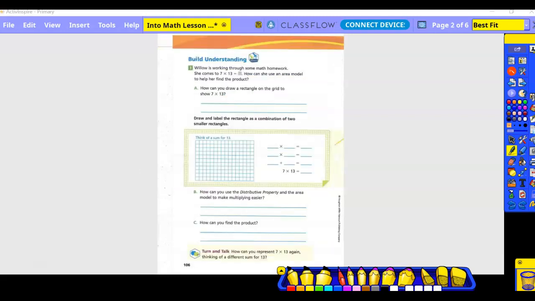Build understanding. Willow is working through some math homework. She comes to 7 times 13. How can she use an area model to find the product? How can you draw a rectangle on the grid to show 7 times 13? So what are we going to do? We need to go down 7, right? And then what can we break 13 into?